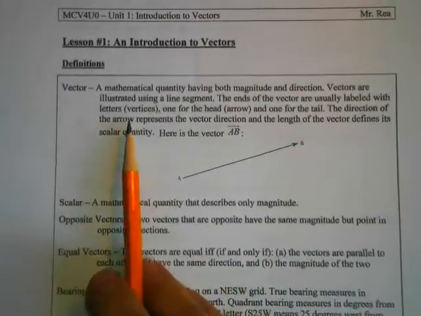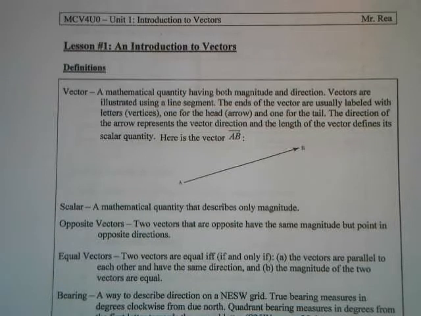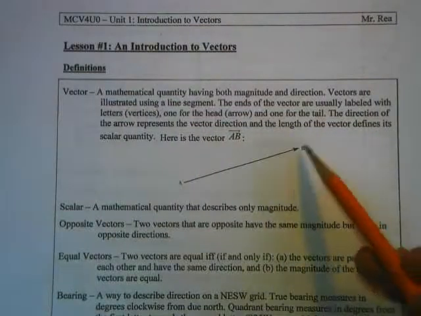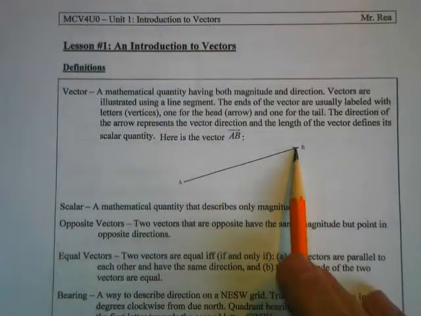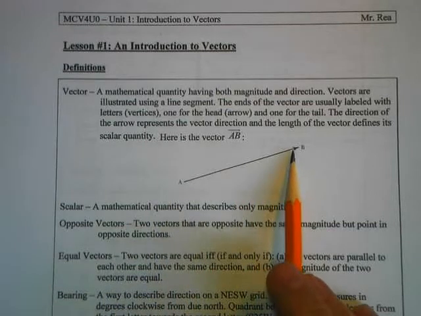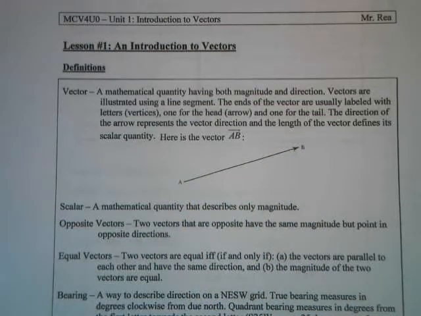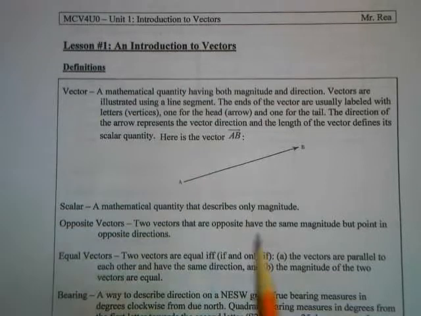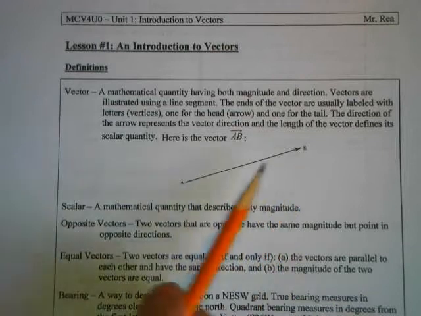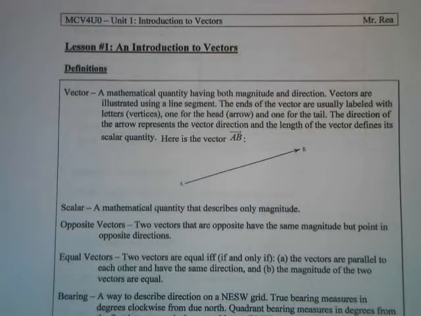So here's the official definition here. A vector is a mathematical quantity having both magnitude and direction. Vectors are illustrated using a line segment. The ends of the vector are usually labeled with letters, vertices. One for the head. So the head will be the end of the vector that's got an arrow and the other end doesn't. The arrow end is called the head. You can think of the head of a snake, and the other end will be the tail. And the direction of the arrow is represented by the direction. So this vector AB is going in that direction towards the right.